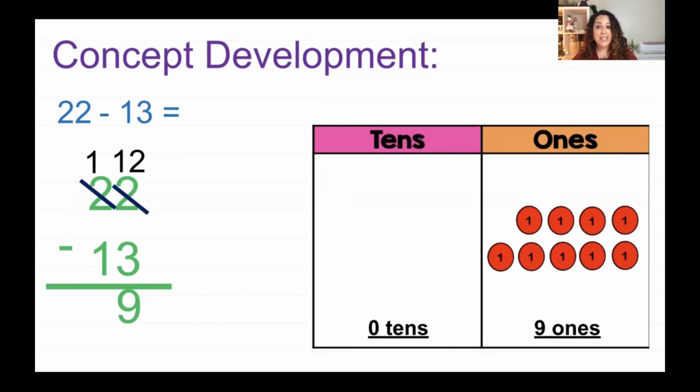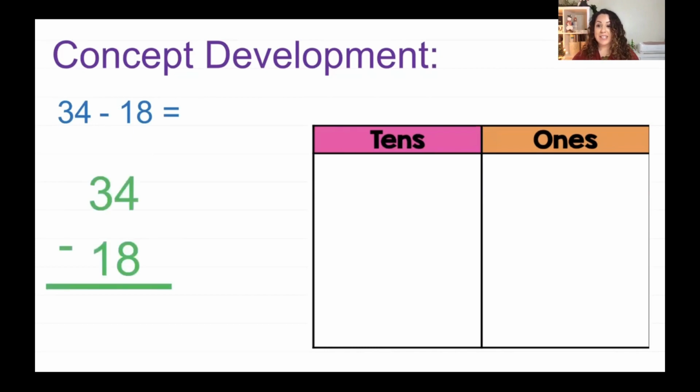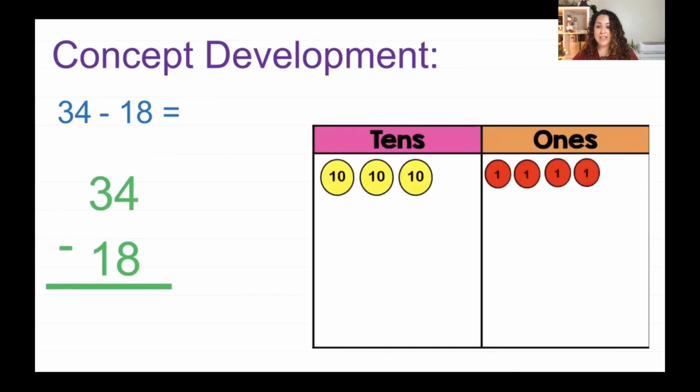Okay, let's try another problem. Okay, I have 34, take away 18. First thing is it goes from horizontal to vertical. So there is my 34, take away 18. Let's make our 3 10s and 4 1s. Remember when we subtract, we just make one number. We don't have to make 2 numbers.